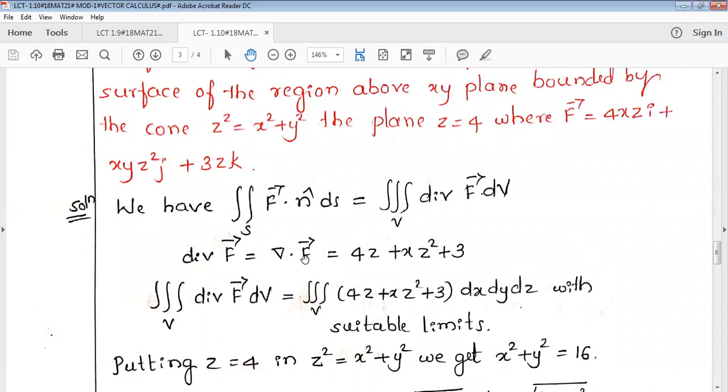Del dot vector f. Vector f is given, and del we know is dou by dou x i, dou by dou y j, dou by dou z k. The dot product multiplies the same coefficients of i, j, k, so you will get 4z plus xz squared plus 3. Now the RHS is the triple integral over V of the divergence of vector f dV, so the triple integral over V of 4z plus xz squared plus 3 dx dy dz with suitable limits.